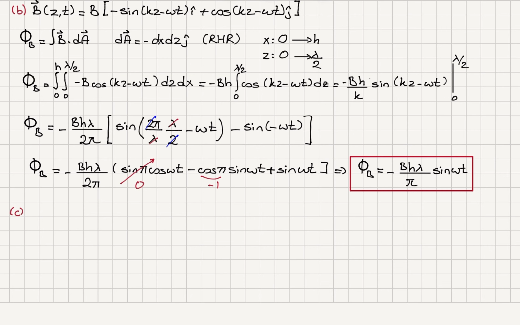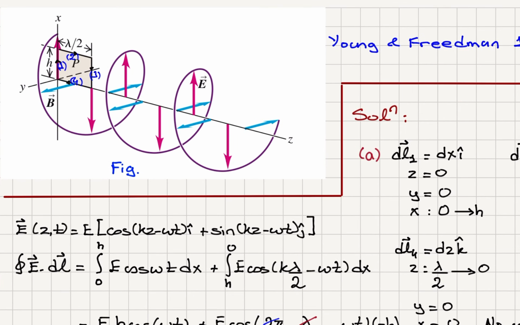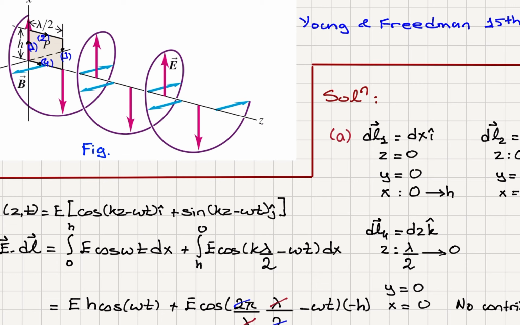Okay, so I have done two calculations here. One is the path integral E dot dl. Along this path dl1, I have z equals 0, y equals 0, x goes from 0 to h. E dot dl gives me a non-zero term here because j hat dot i hat is 0, but i hat dot i hat is 1. So the first term is the integral, x goes from 0 to h, E cosine kz, but z is 0, cosine of minus omega t, but cosine of minus omega t is equal to cosine of plus omega t, cosine is an even function, dx.